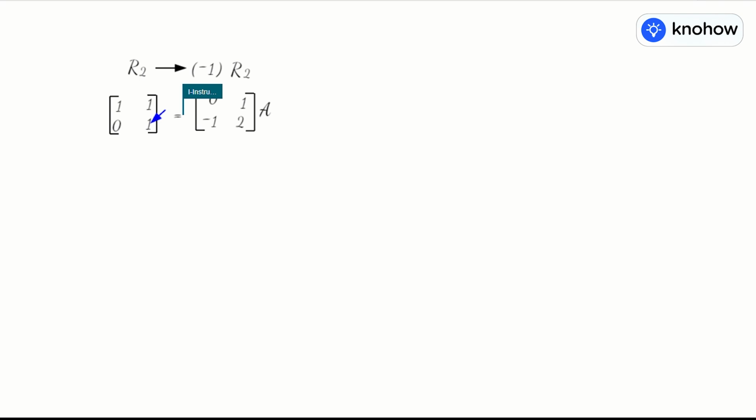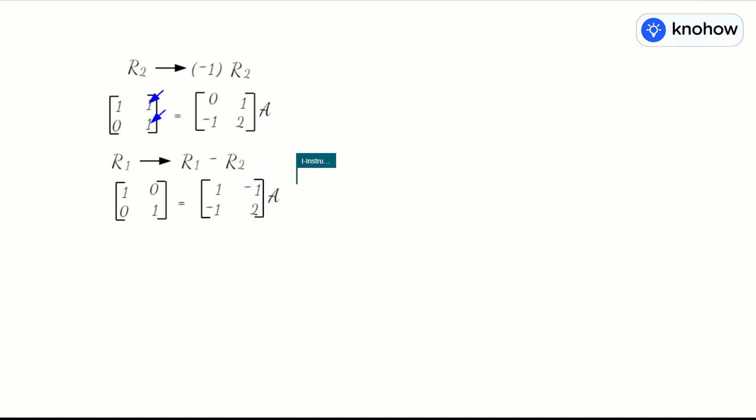Now we want to make this 1, that is A12, as 0. And for that you apply R1 replaced by R1 minus R2. So you get 1 minus 0 will remain 1. 1 minus 1 will make it 0. Second row, 0, 1 as such. Apply the same on the right hand side. So 0 minus minus will make it plus, so it will be 1. And 1 minus 2 will make it minus 1. And the second row minus 1, 2 as such.